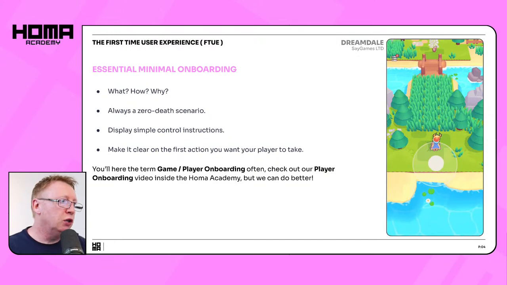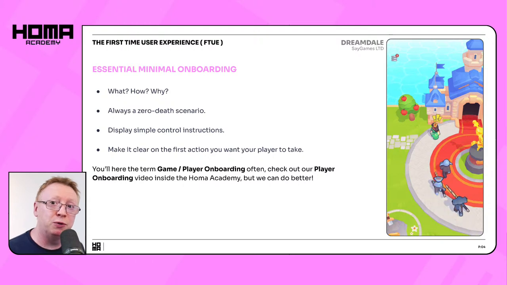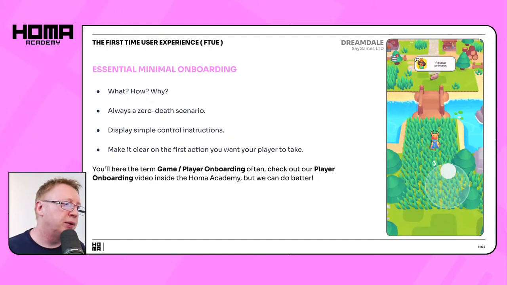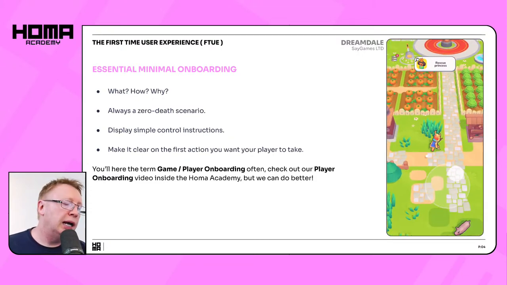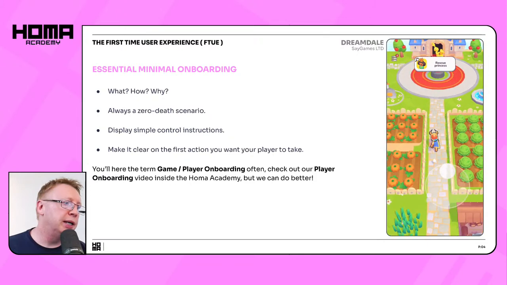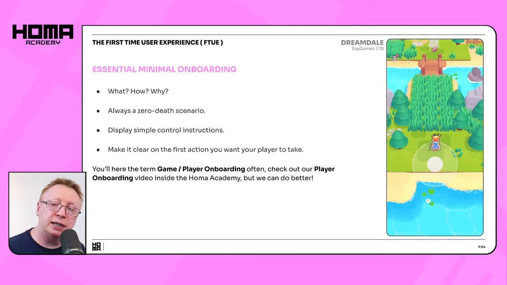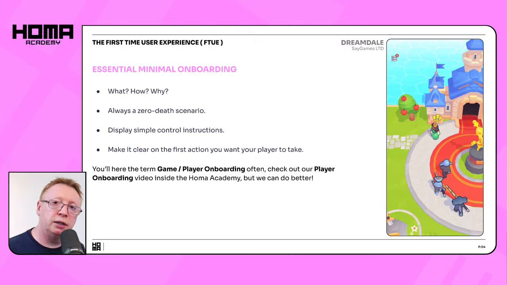All right, so as I just mentioned, you would have heard the term onboarding before, game onboarding or player onboarding. And the essential requisite for that is, what is the game? How do I do stuff and why am I doing it? And it's always a zero death scenario. So when we put the player into the game, we make sure that they can't die and they can run around, or whatever the game type you're doing. It's super important that they can just run around and not die.